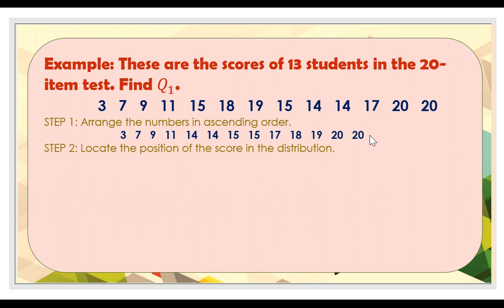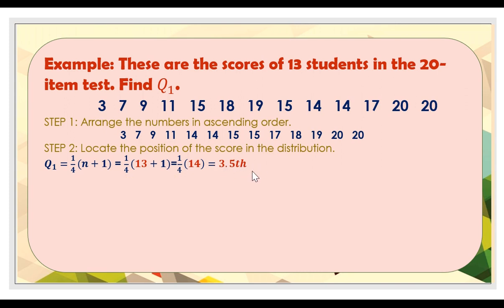Step number 2 is to locate the position of the score. We are looking for the first quartile, that is 1 over 4 times the quantity of n plus 1. Our n is 13. We have here 13 students, so we have 13 scores. So 1/4 times 13 plus 1. Let us simplify, that will be 14. And 1/4 of 14 is 3.5. So that is the 3.5th data element.